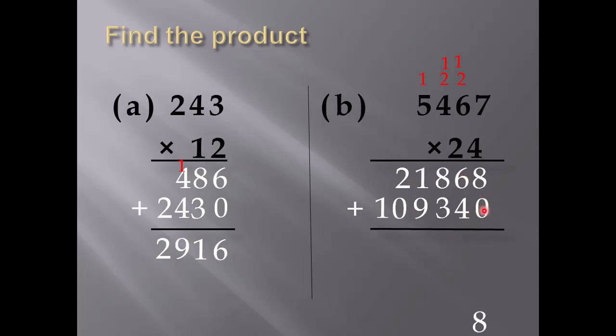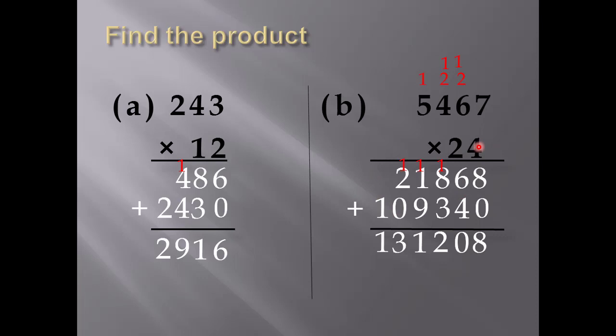8 plus 0 equals 8. 6 plus 4 is 10. 0 carry up 1. 1 plus 8 is 9, plus 3, 12. 2 carry up 1. 1 plus 9, 10, and 1, 11. Carry up 1. 1 plus 2 is 3. And finally drop down 1. So the result here is 131,208.